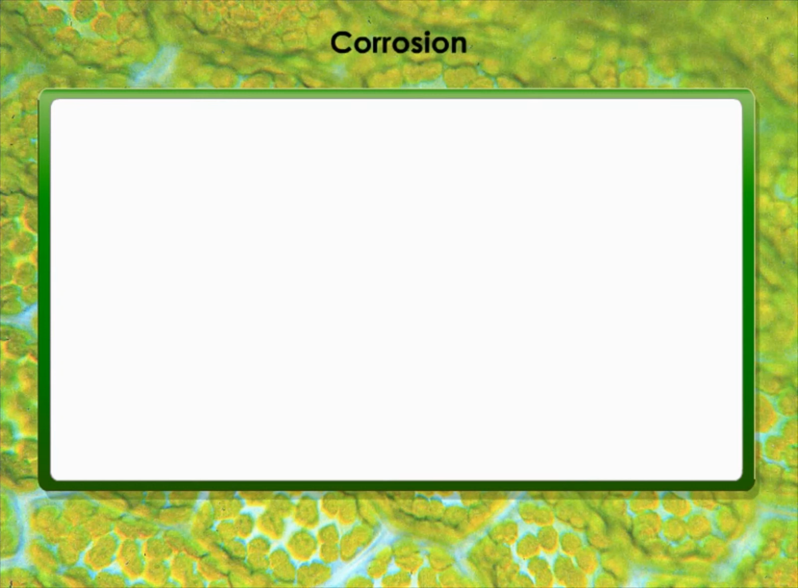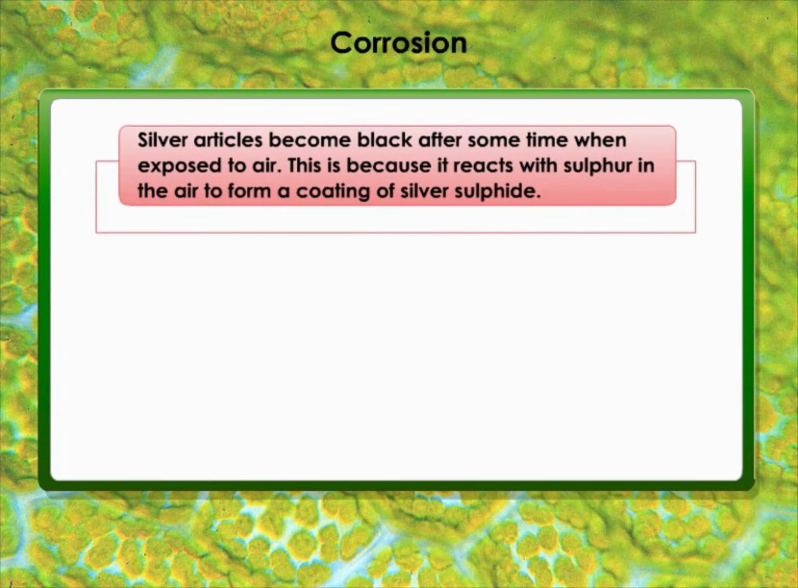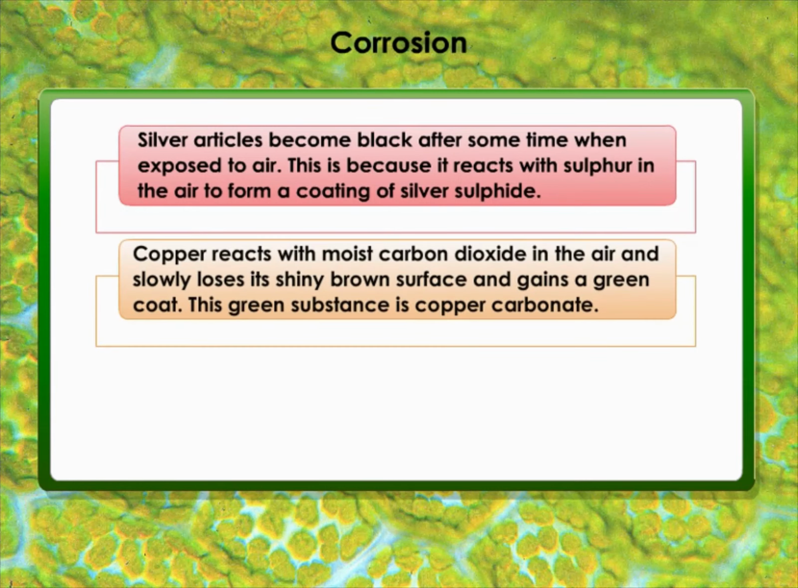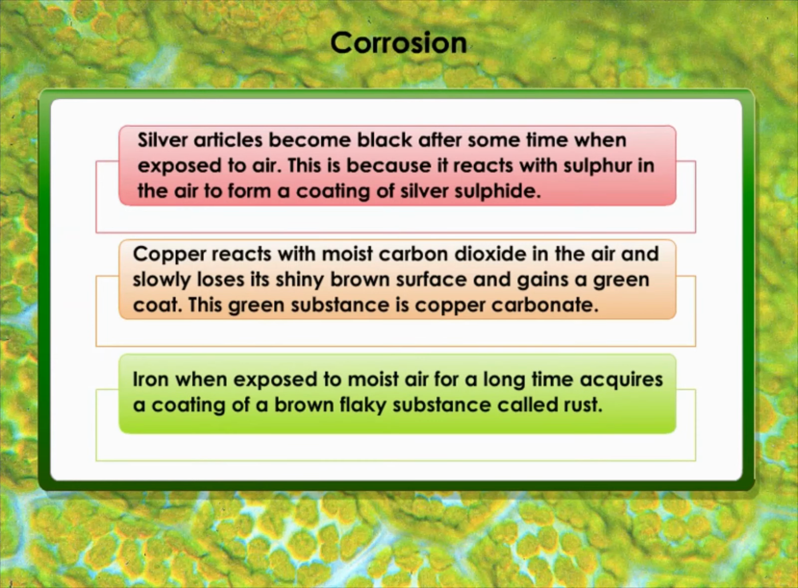We have learnt about corrosion. We have learned that silver articles become black after some time when exposed to air. This is because it reacts with sulfur in the air to form a coating of silver sulfide. Copper reacts with moist carbon dioxide in the air and slowly loses its shiny brown surface and gains a green coat. This green substance is copper carbonate. Iron, when exposed to moist air for a long time, acquires a coating of a brown flaky substance called rust.